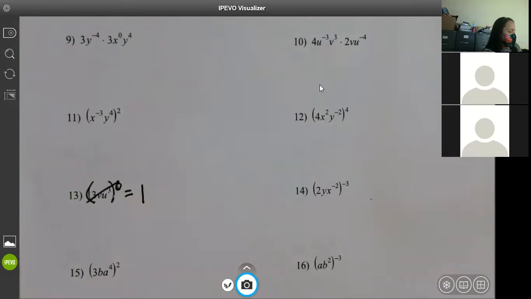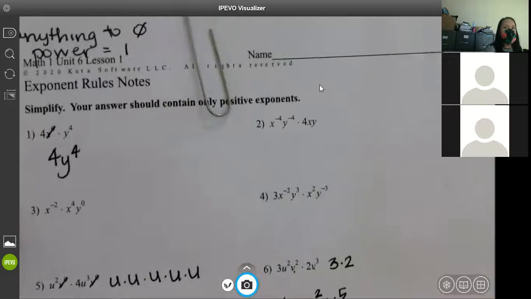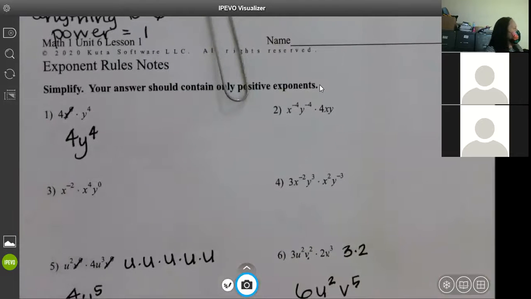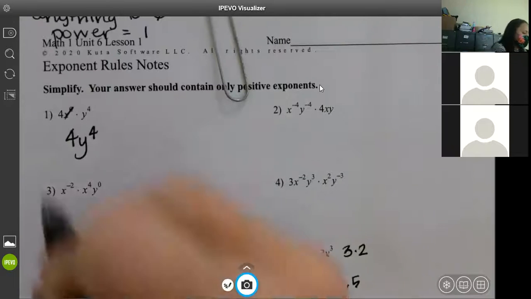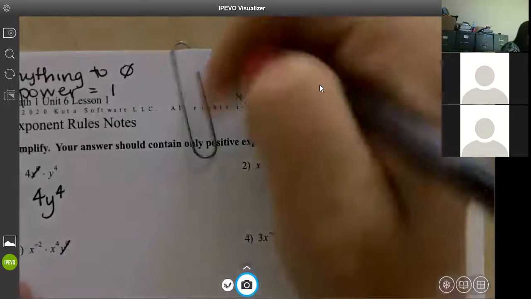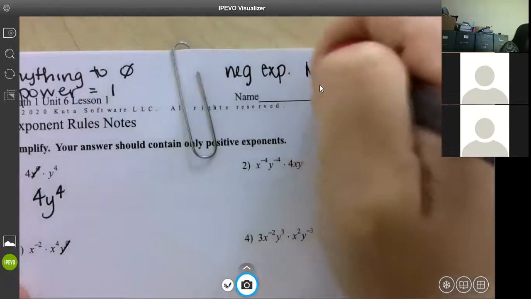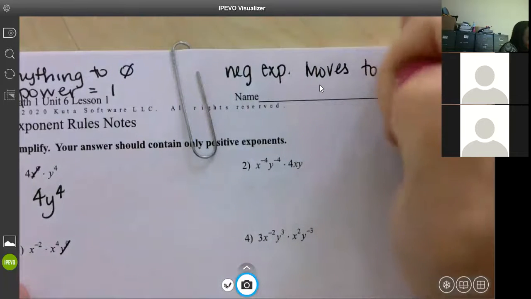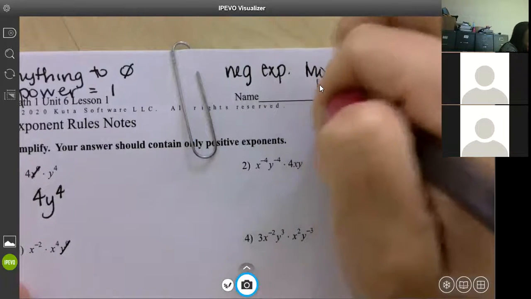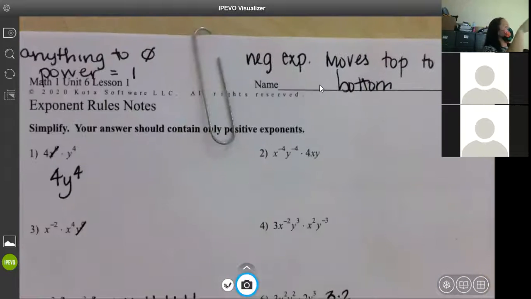All right, let's go back up to the top and talk about these negative exponents. I'm going to start with number 3 since it only has 1 of them. What can I already do on number 3 that I already know? Mark out y. When you have a negative exponent, it can move from top to bottom, and that's how you make it positive. If it's on the bottom, you can move it to the top. If it's on the top, you can move it to the bottom.